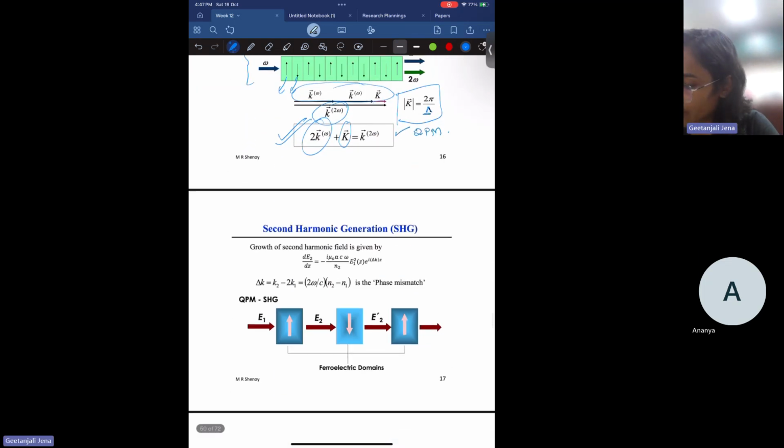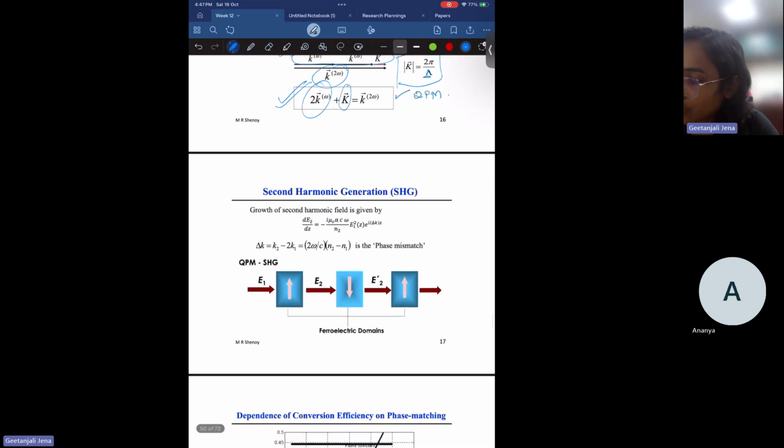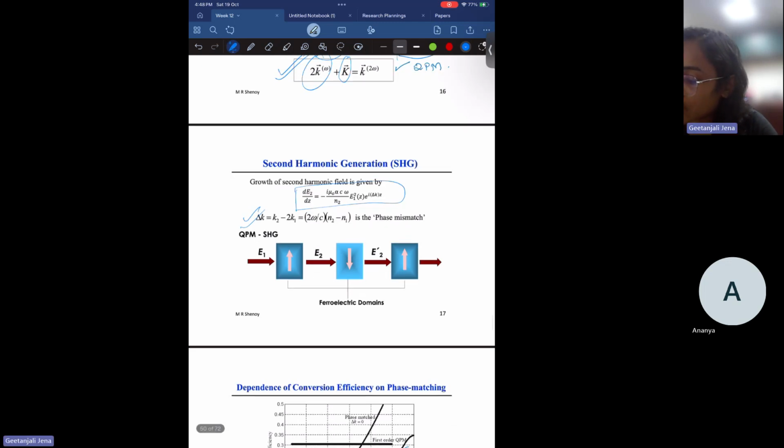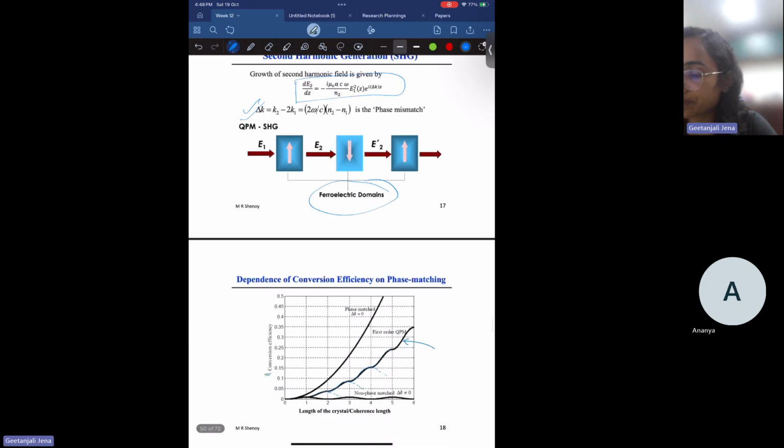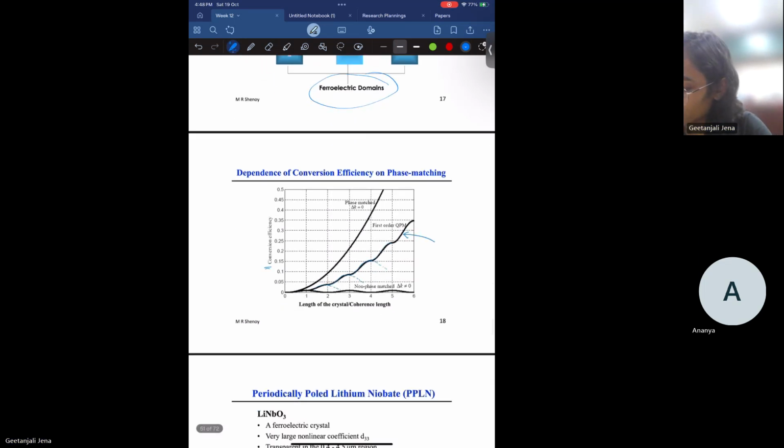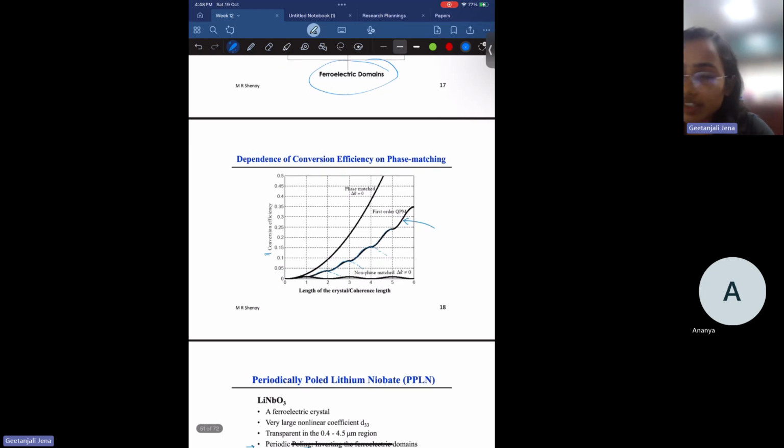So this we have already seen. This is the second harmonic generation relation, and this is the phase matching condition. And this nonlinear coefficient periodic modulation usually happens in ferroelectric domains. By using an electric field, you can modulate the nonlinear coefficient. And for first order QPM, you will see a response. This will be parabolic, but there will be oscillation because of the sine beta by beta terms.